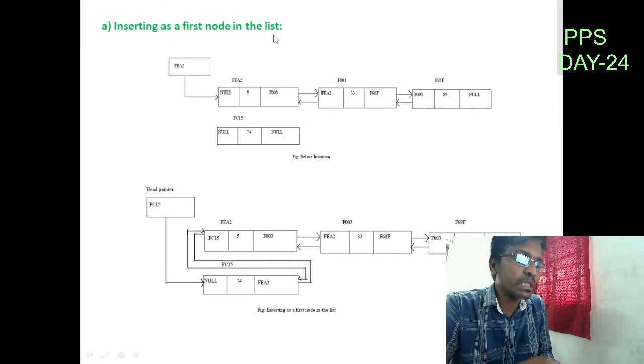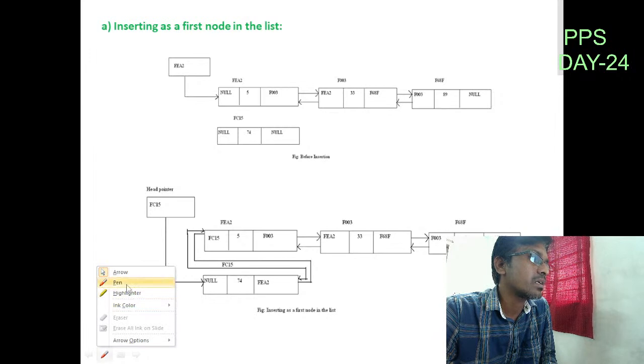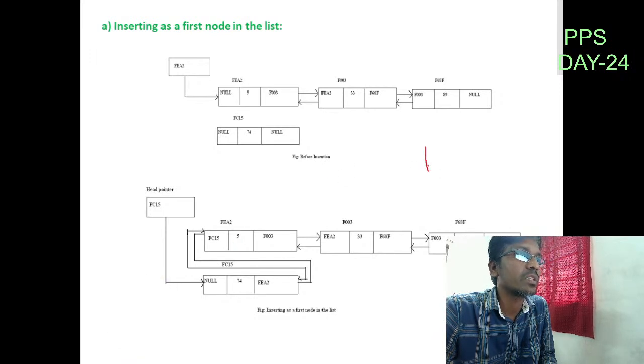So in a single linked list, it contains only two fields, that is a data field and address of the next node. So in a single linked list, the node contains only two fields, that is a data field followed by address of the next node.